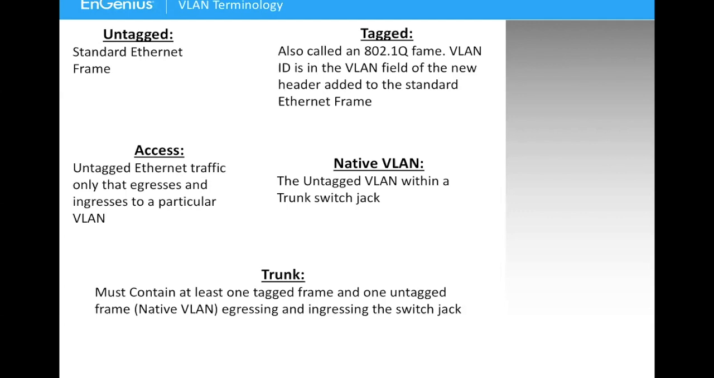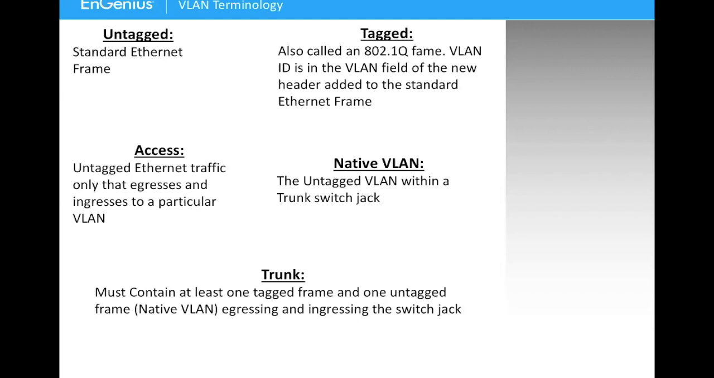And then we have something called a trunk. Trunk basically means I have a switch port and I have at least one tagged network or VLAN coming in and out of that port, inbound and outbound, and one untagged coming inbound and outbound. If I have that scenario, then technically I have a trunk. Different vendors may call it different things, but conceptually it's a trunk.